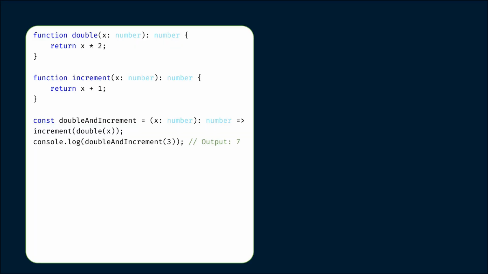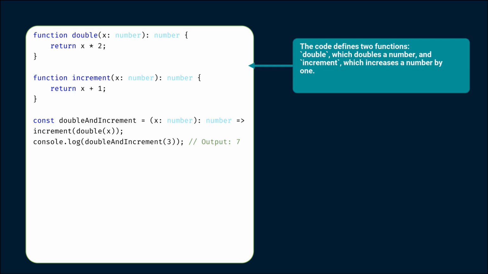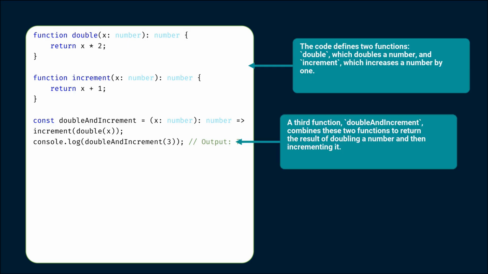We begin by defining two simple functions, double and increment. The double function takes a number as input and returns its double, while the increment function increases the input by 1. This modular design allows us to independently define small, reusable functions that can perform specific tasks.